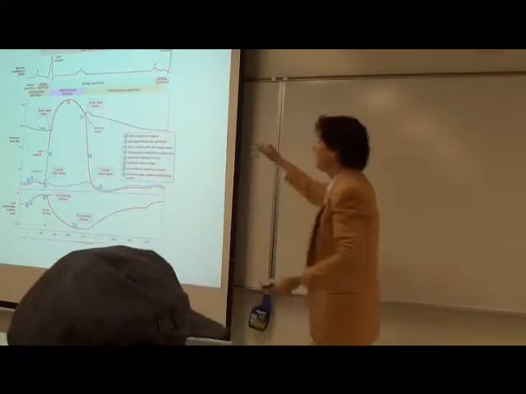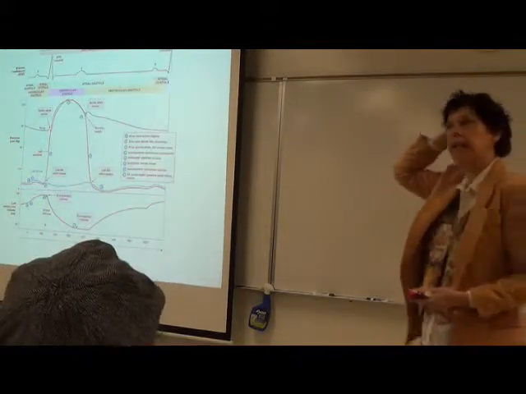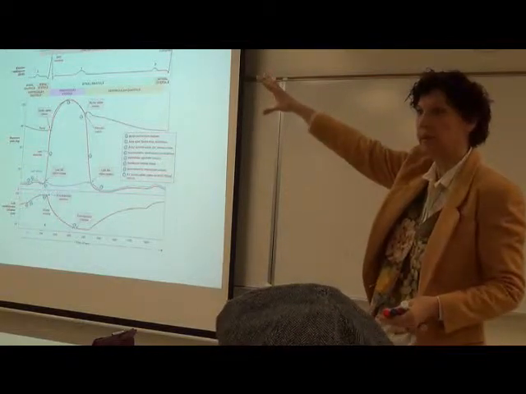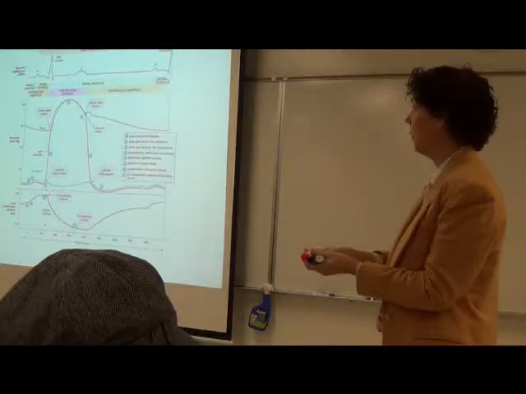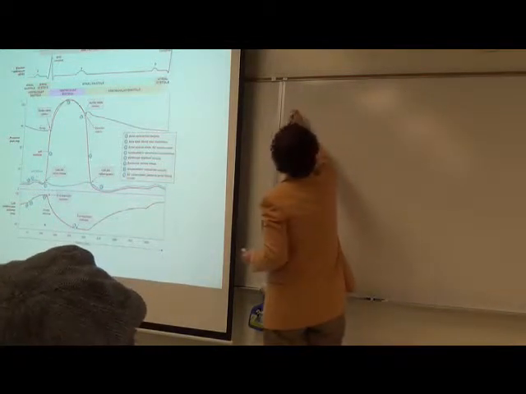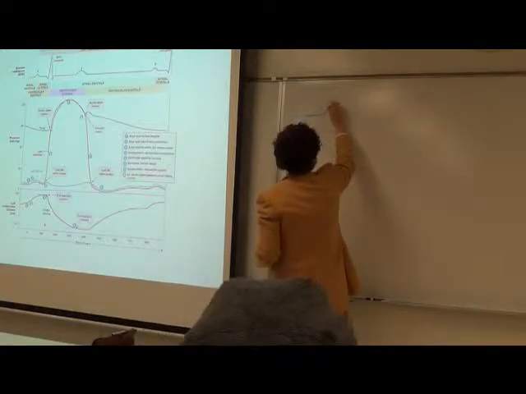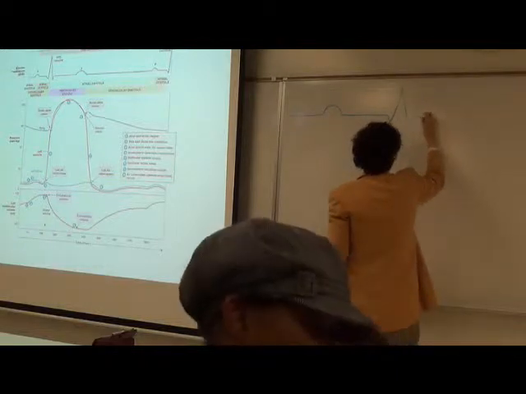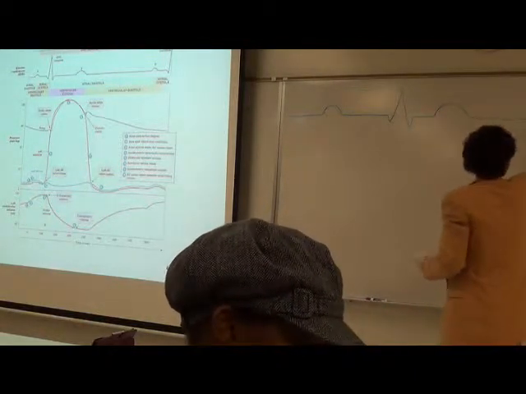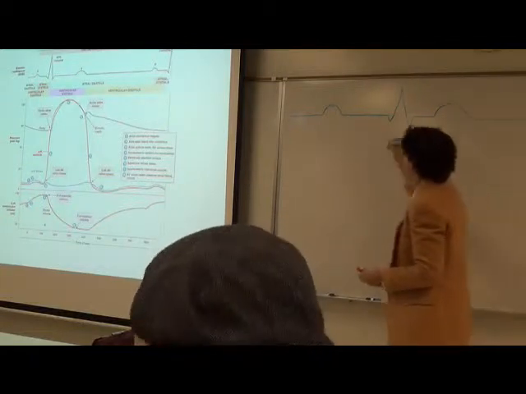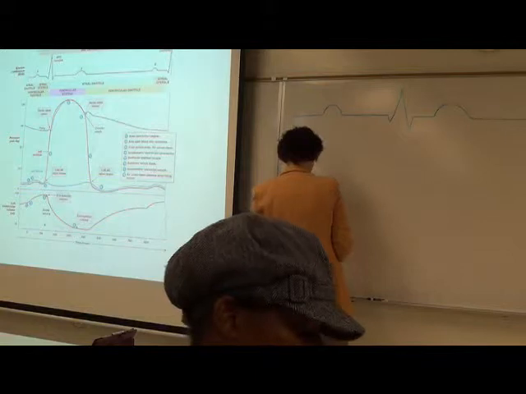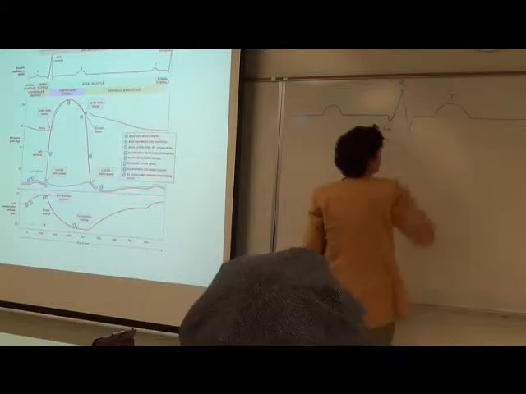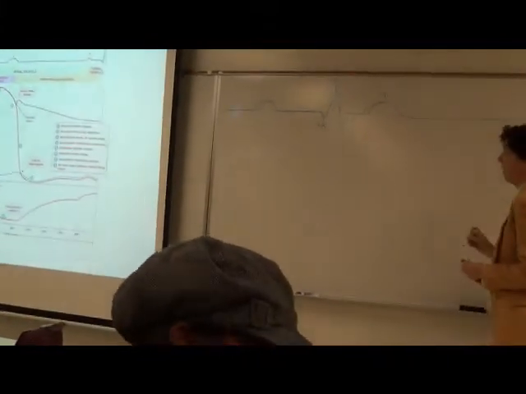All right, so remember on this screen, you can see pressure relationships, ventricular volume, and the ECG. So let's go through this together. And we'll put up our ECG here first. Okay, so P wave, QRS wave, and T wave, and then P wave again.